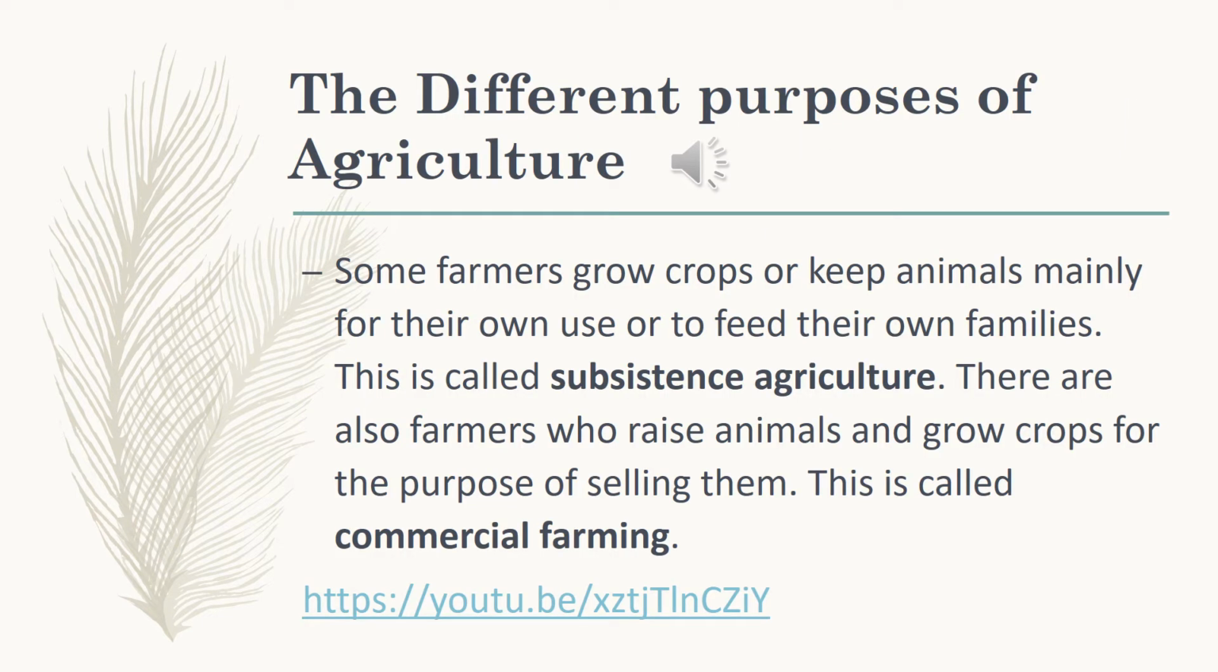The different purposes of agriculture. Farmers grow crops for different purposes. Some farmers grow crops or keep animals mainly for their own use or to feed their own families. This is called subsistence agriculture. There are also farmers who raise animals and grow crops for the purpose of selling them. This is called commercial farming.